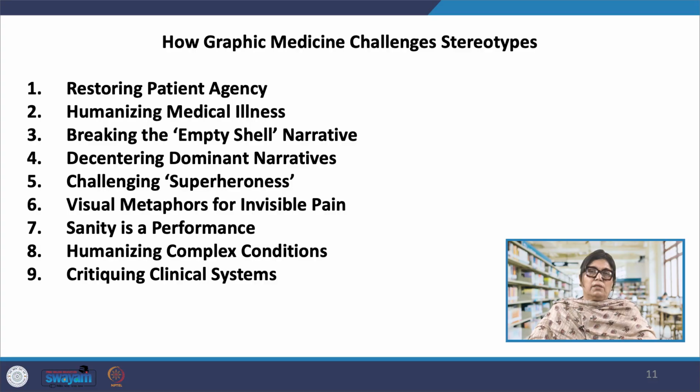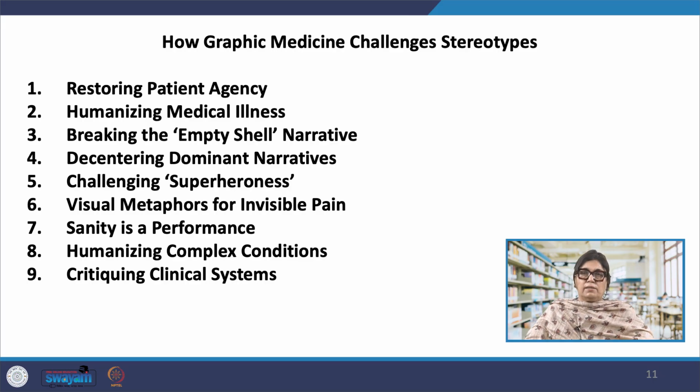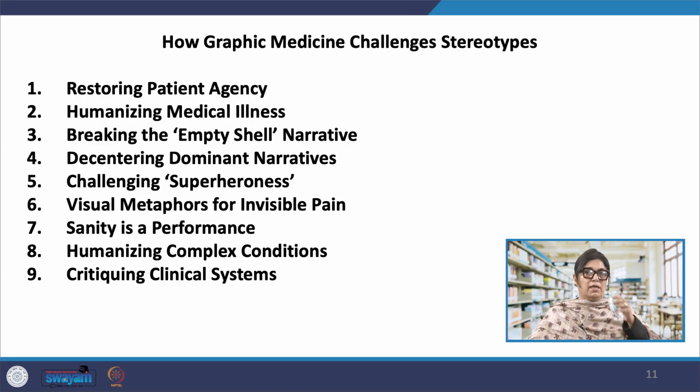How graphic medicine challenges stereotypes: restoring patient agency. It replaces the prone and helpless clinical stereotype with active narratives where patients critique the healthcare system and medical ableism. Humanizing mental illness: works like Ellen Forney's Marbles use visual metaphors to challenge the deviant or violent stereotype often seen in popular media, depicting mental health conditions with nuance and empathy, breaking the empty cell narrative.